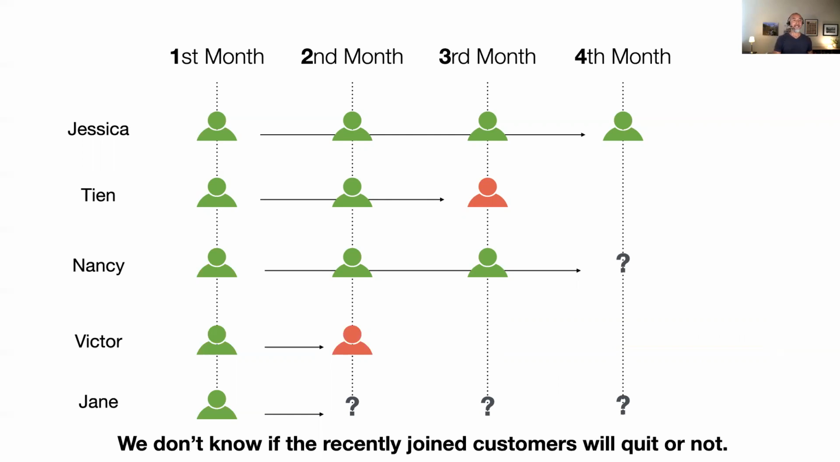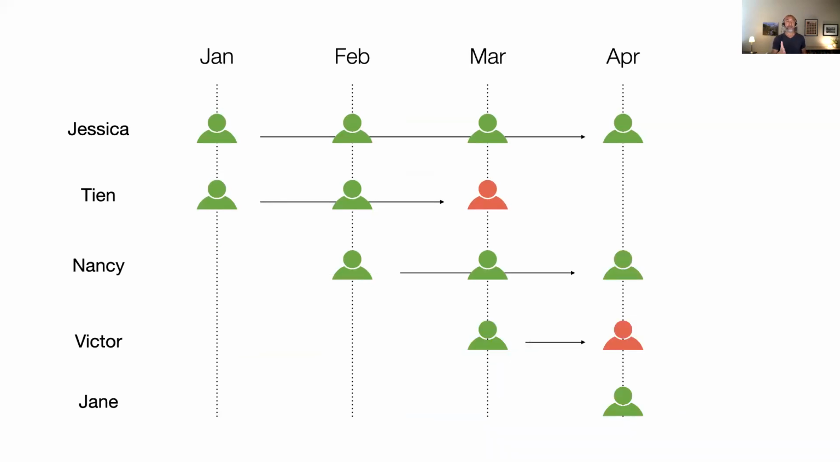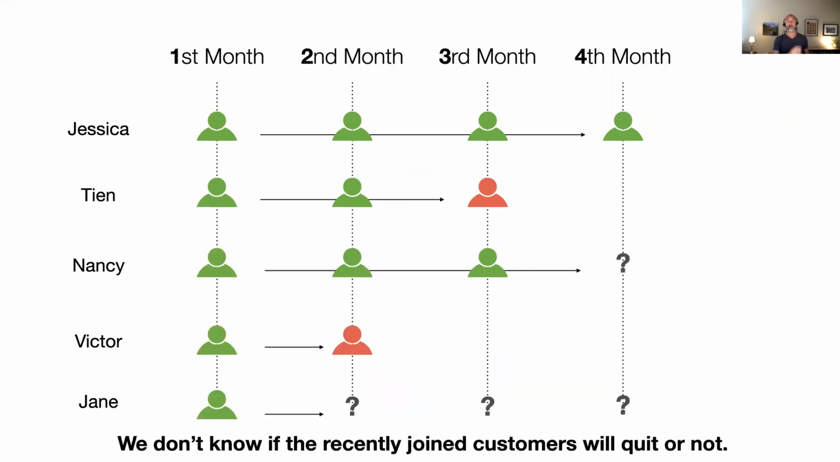Look at Nancy, which is the middle. We don't know what happened to Nancy in the 4th month, because the 4th month for Nancy is actually the future at this point. Here, Nancy converted in February, and let's pretend today is April, right? And then we don't know what's going to happen to her in the next month. So it's a question mark.